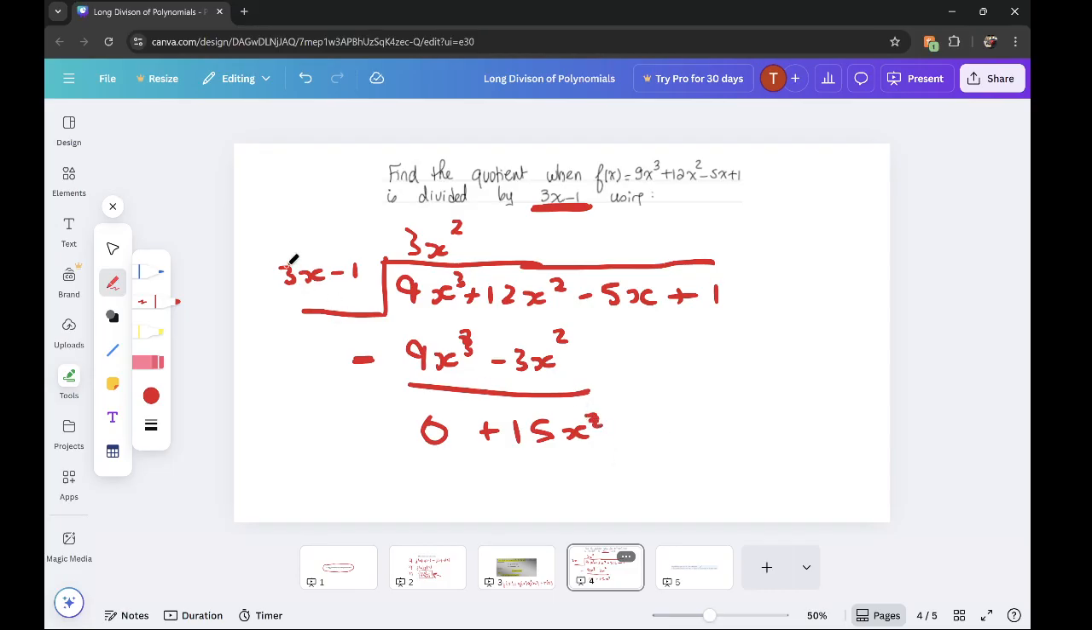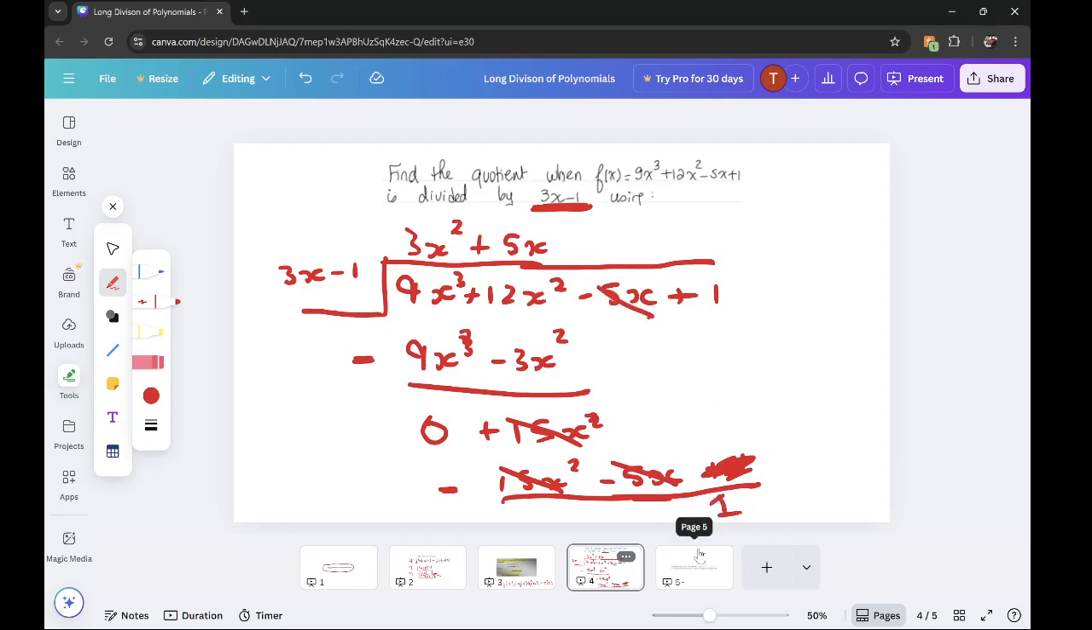And then after that, you do the same thing. How many times does 3x go into 15x squared? Well, that's clearly 5x. So 5x times 3x would give us 15x squared. So you get minus 15x squared, minus 5x plus 1. And then you multiply 5x by minus 1, and you get minus 5x down here. Yeah, this is how it should be. And then after subtracting, this cancels out, this cancels out, this cancels out, and this cancels out, and you get a remainder of 1. And that is it.